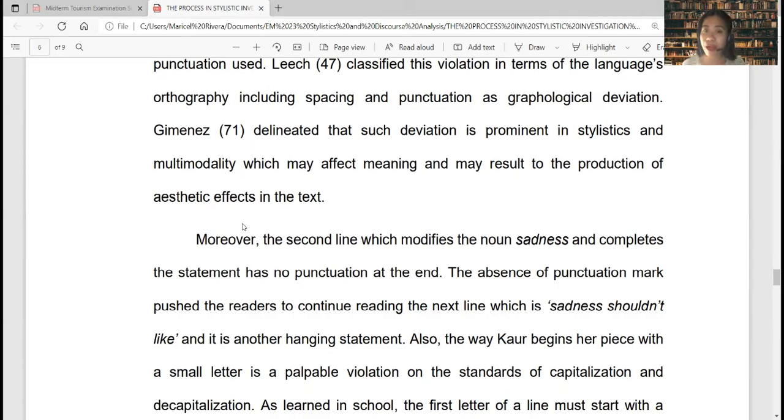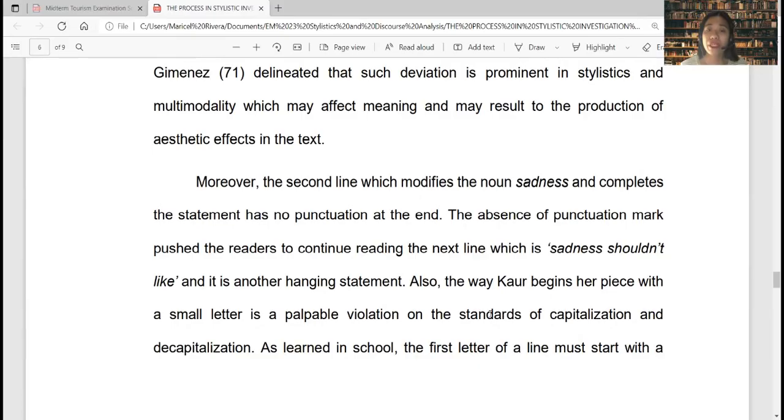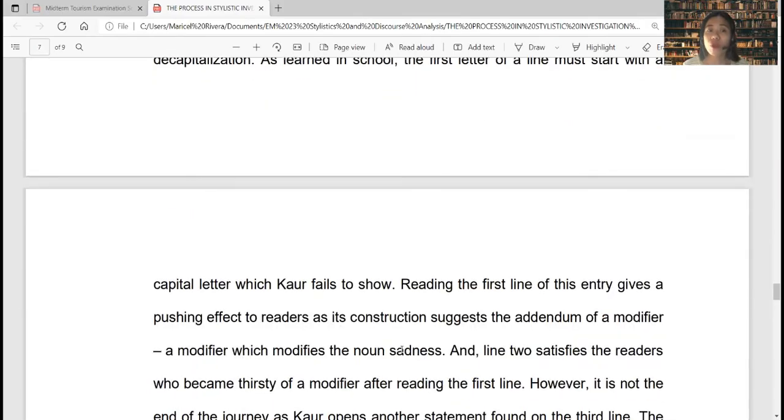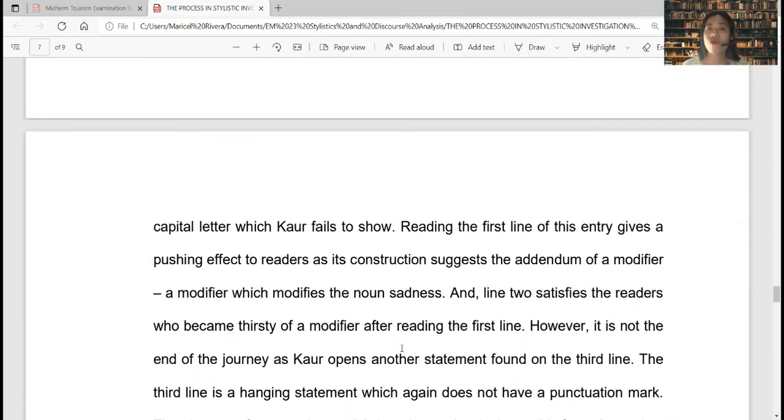Same with poetry, di ba? If there is no period, walay closure. So, we go to the next line para ato siyang basahon na pud because there could be additional information. Okay? So, to continue reading the next line, which is sadness shouldn't like this, already the last line, and it is another hanging statement, right? Also, the way Kaur begins her piece with a small letter is a palpable or clear violation on the standards of capitalization and decapitalization. As learned in school, the first letter of a line must start with a capital letter, which Kaur fails to show.